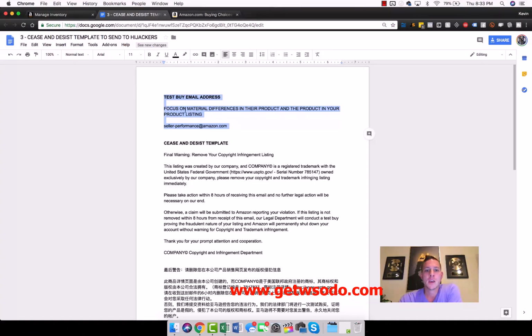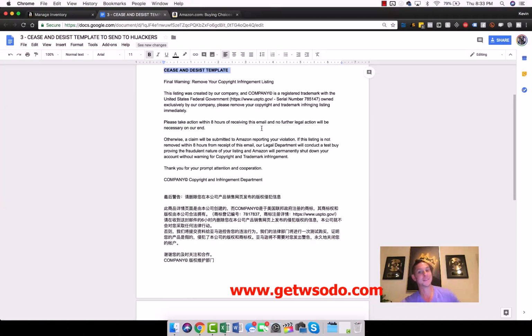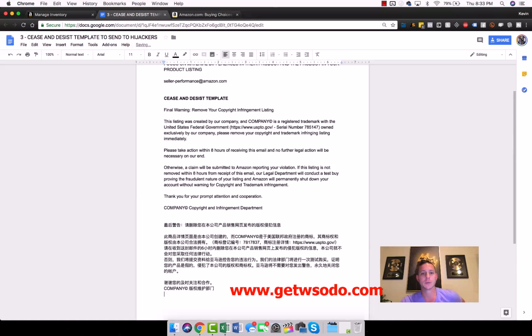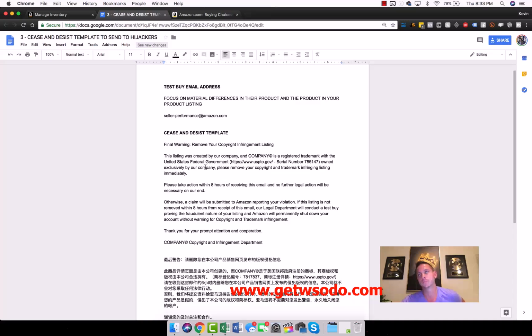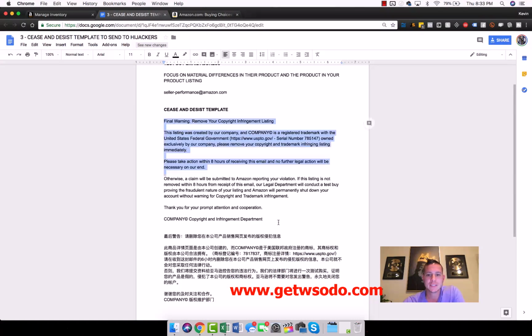This is the method that takes longer, but is the one that works most of the time. The cease and desist template used to be incredibly effective. It still is quite effective. This is the template that I designed that most people use now, literally. And we actually got it translated in both English, obviously, and also in Chinese, because most of the people who are hijackers on your listing are Chinese people or Chinese companies. So what you do is you literally take this exact template.